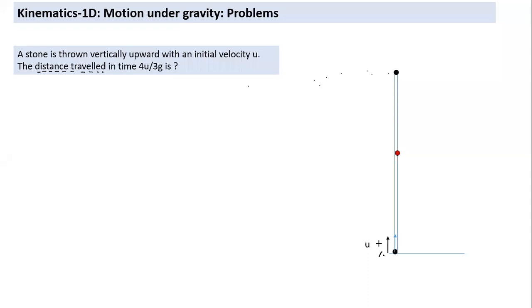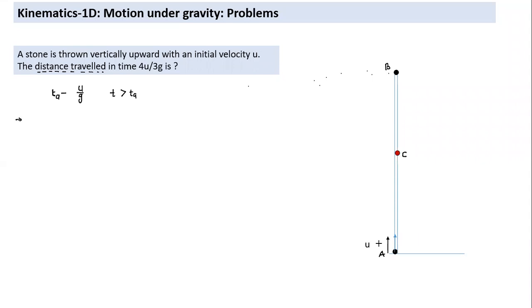Let me mark this point as A. So does this point lie in the upward journey or does it lie in the downward journey? If it is lying in the downward journey, I have to use a slightly different method. And here we will notice very easily, time of ascent, the time to reach B, is equal to u by g, whereas this t is greater than time of ascent. It means it has reversed direction. I cannot use the displacement formula.